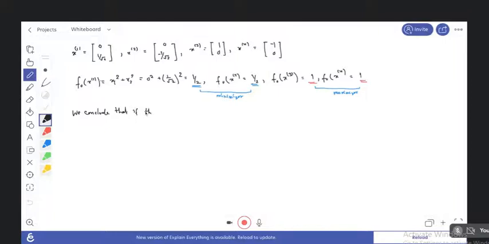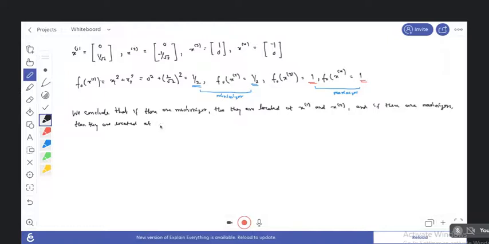If there are minimizers, then they are located at position x1 and x2, okay, because these two have values as minimum. And if there are maximizers, then they are located at x3 and x4 points. Okay, so this is basically the solution of your given problem.